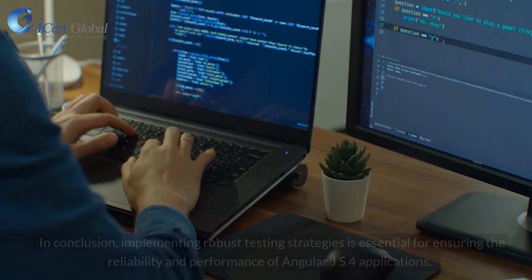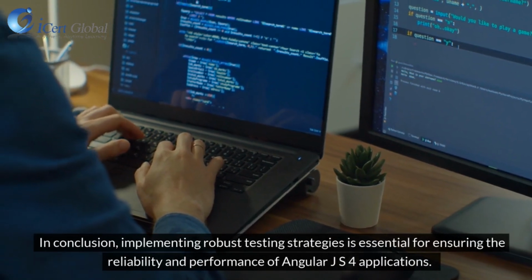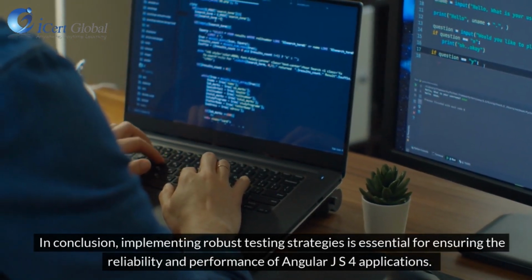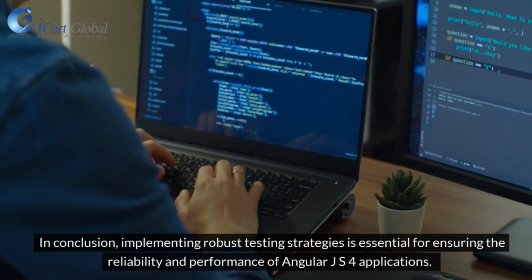Conclusion. In conclusion, implementing robust testing strategies is essential for ensuring the reliability and performance of AngularJS 4 applications.